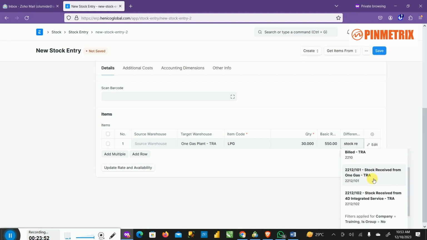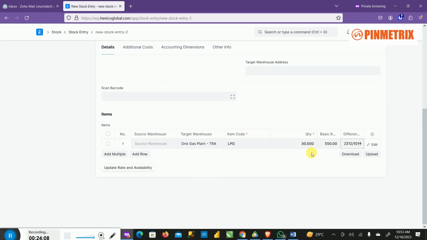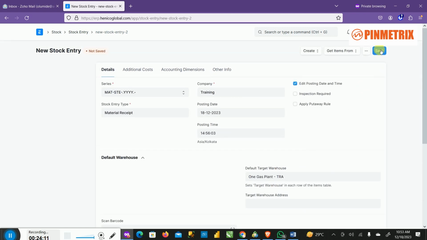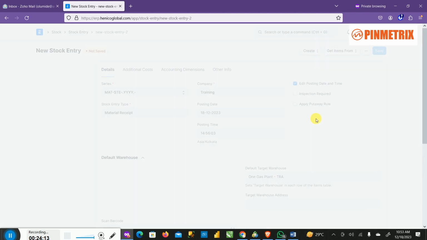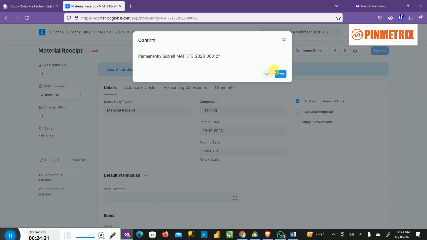Okay, which of these parties is involved? Let's say received from One Gas, since we have picked the warehouse called One Gas. So I'll pick this. Then is that all? Then that's all. So all I need to do is save this, and probably post it by submitting. So let me submit this. Yes.